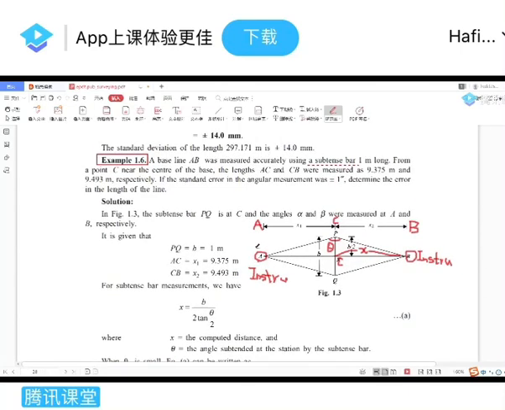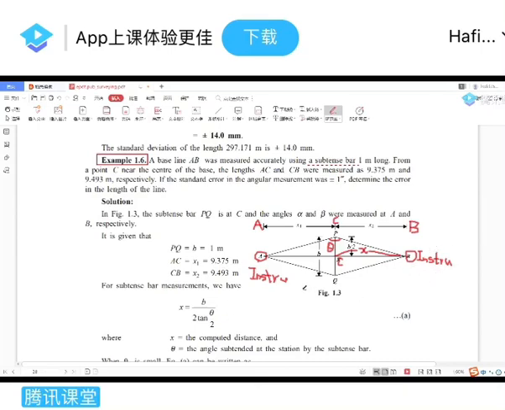Not only one machine. Like I promised, I want to show you the subtense bar. So what does subtense bar stand for? Look at the picture I just showed you, figure 1.3. This is an instrument. A is your instrument. B is also your instrument.